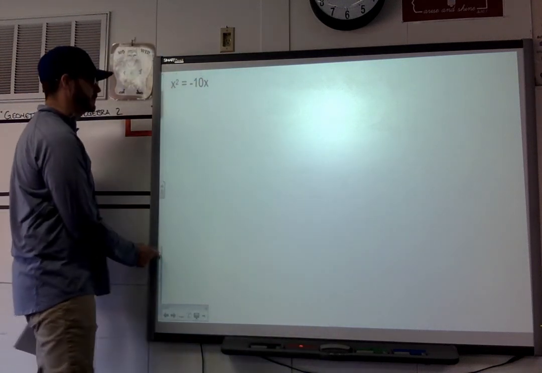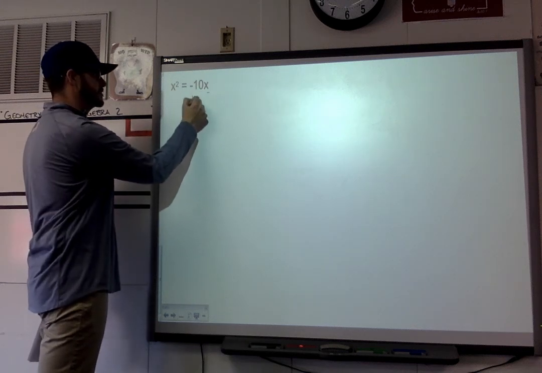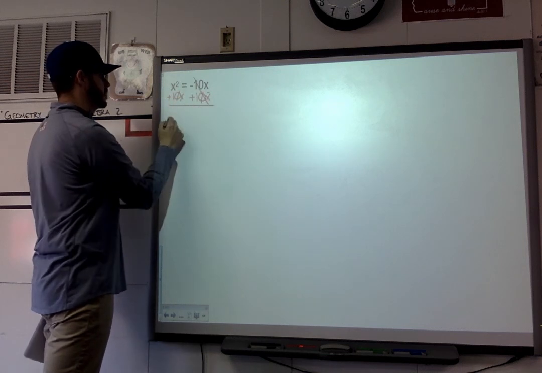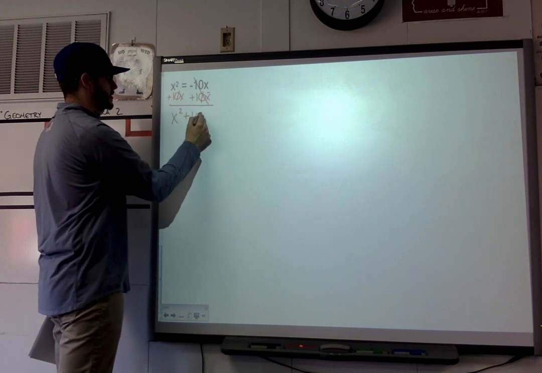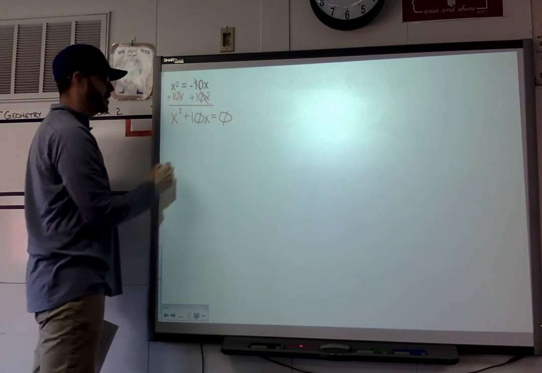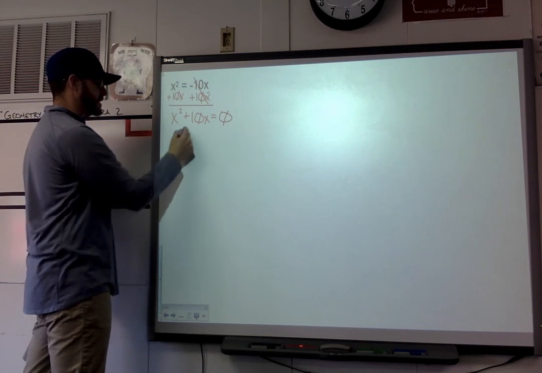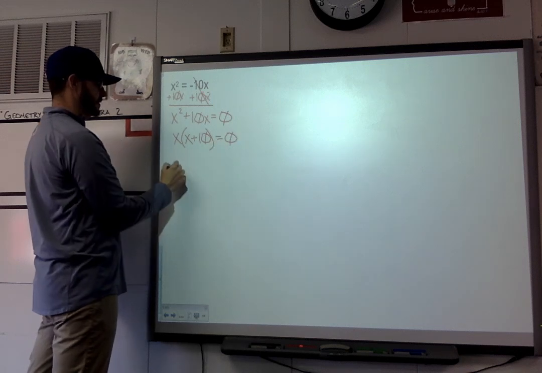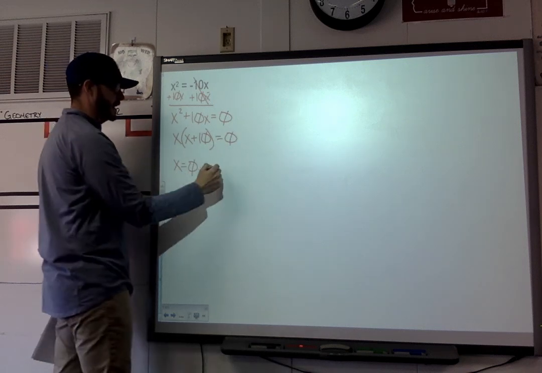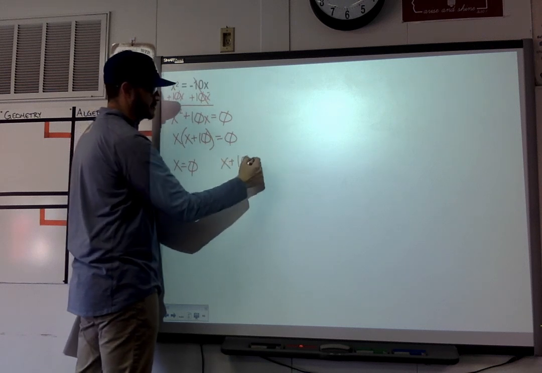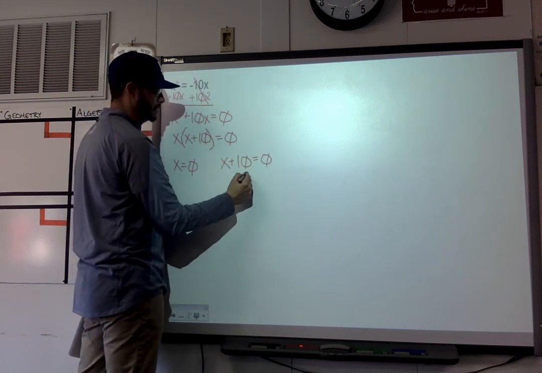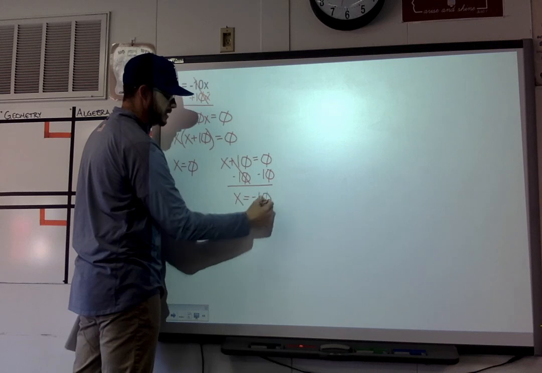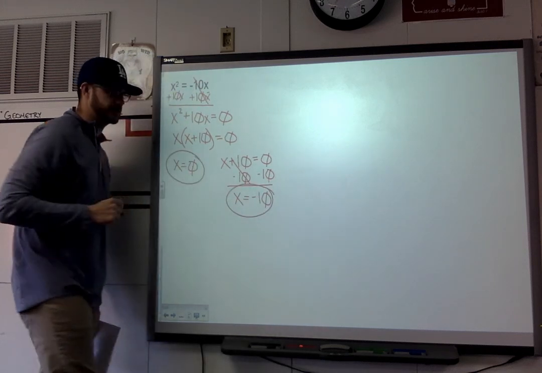And then this last one, again, we need to have 0 on this side, so we need to add 10x to both sides. We get x squared plus 10x equals 0. Then we need to factor this. We can take an x out of each term, and we're left with x plus 10. Then set each one equal to 0. We get x equals 0, and x plus 10 equals 0. Subtract 10 from both sides, and x equals negative 10. So those would be our two solutions.